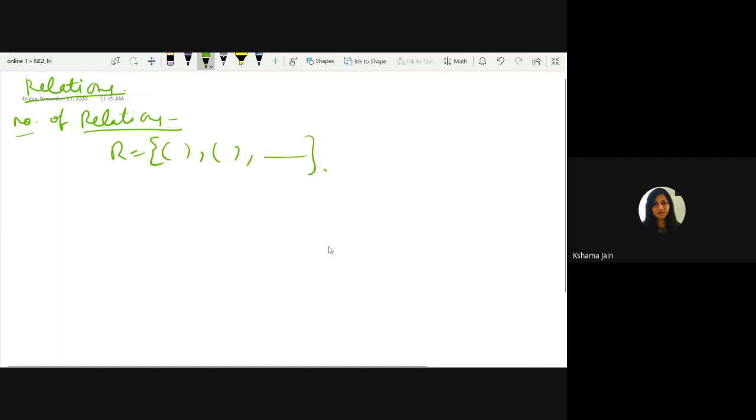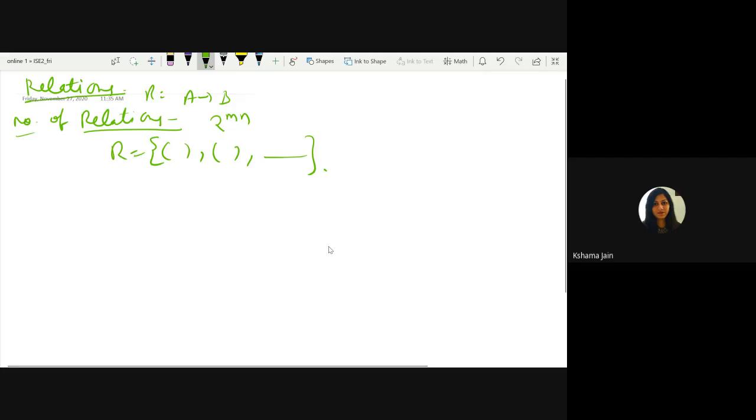Okay. The number of relations also I have told. For example, if you have a relation from A to B, can you tell me how many relations are possible? 2 raised to power m into n. This also I have told you, the number of subsets. 2 raised to power m into n was the possible number of subsets, and a relation is a subset only. So that's why the possible number of relations is 2 raised to power m into n.